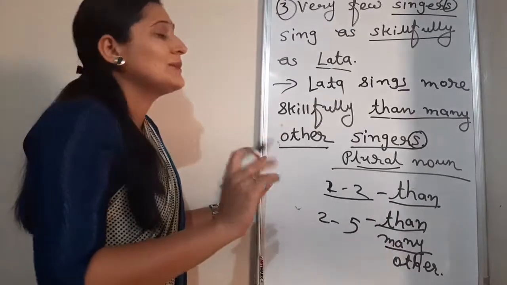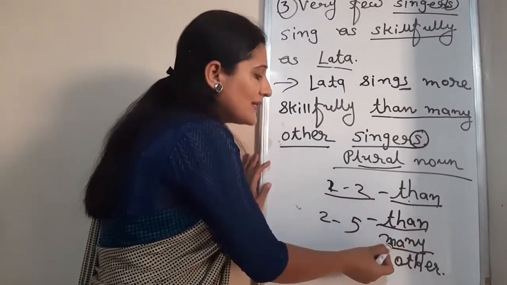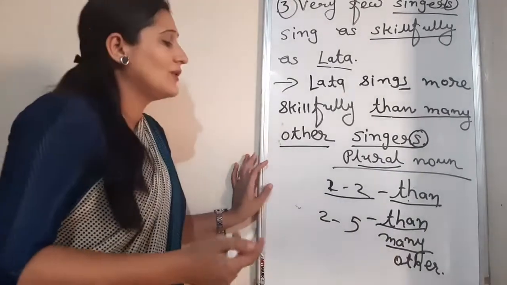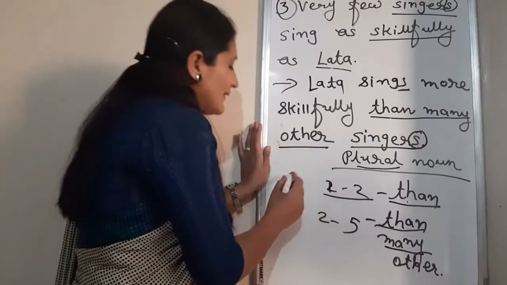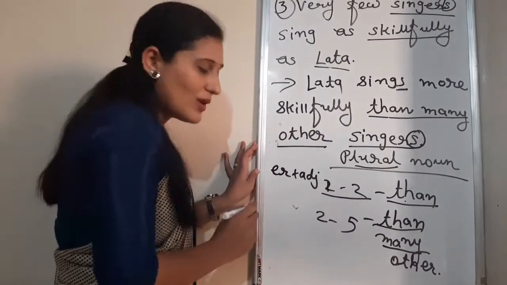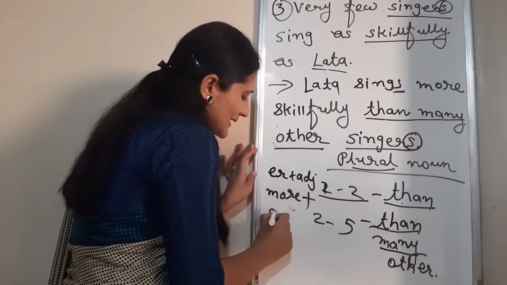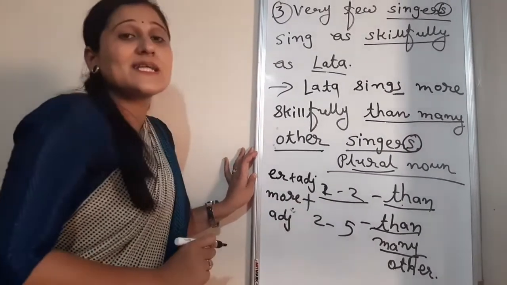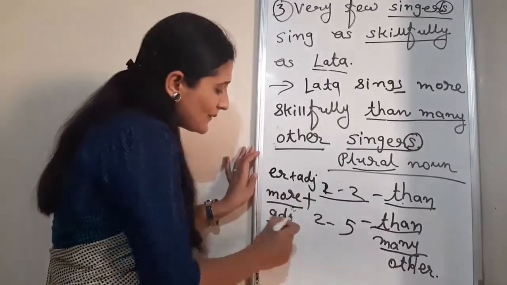If comparison between two, we need to add then. If comparison between more than two, we need to write then many other. And here er plus adjective. If the adjective is small, and if the adjective is big, then we need to write more plus adjective. If the adjective is difficult, when you pronounce it, then also more plus adjective.